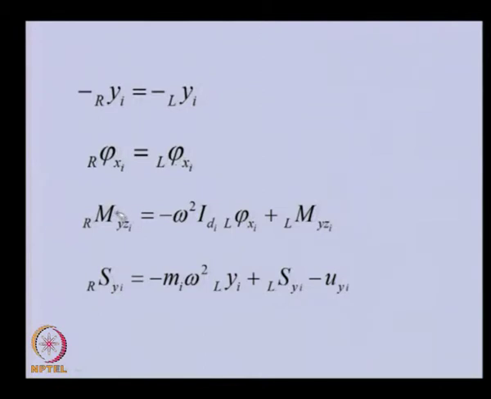As I pointed out, the translational displacement at both ends is the same, and the slope is also the same. These are the previous moment equation and the force equation, which I have written such that all the terms related to the right of the ith disk are on this side, and all the terms having the left of i are on this side. So, here all the terms have the L subscript.